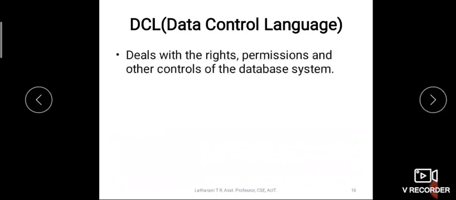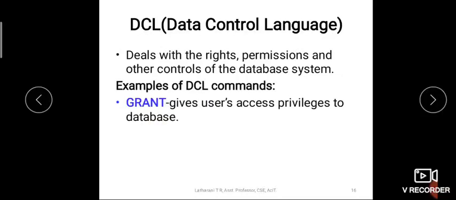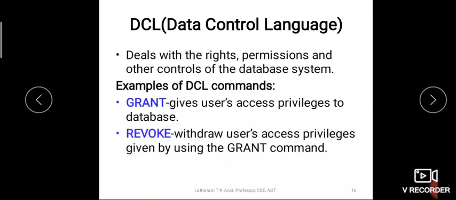Then DCL. DCL deals with the rights, permissions and other controls of the database system. The examples of DCL are grant. Grant gives the access privileges to the database. Granting the privilege means you can access this database, you cannot access that database. That kind of granting privileges is done by the grant command.